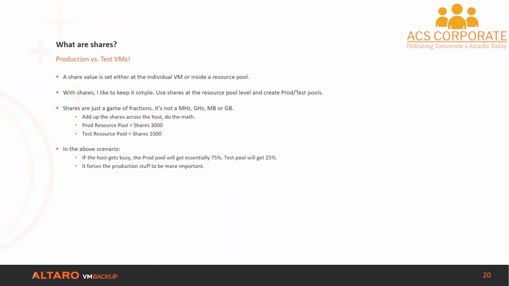That happens when the host gets busy. If the host gets busy, you're going to make sure that one set of VMs runs better than the others. It's basically making the production stuff more important. So share values are pretty beneficial and pretty helpful there.